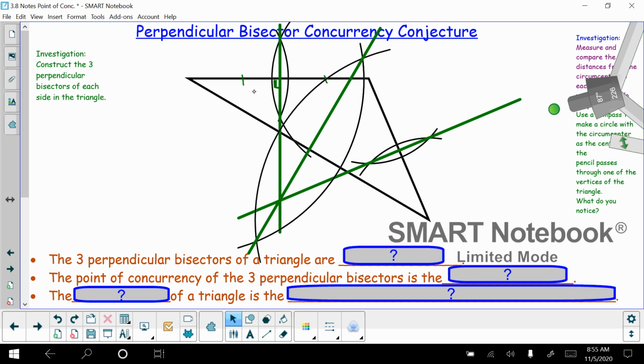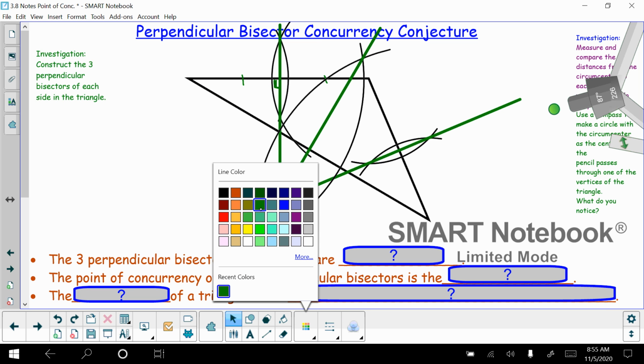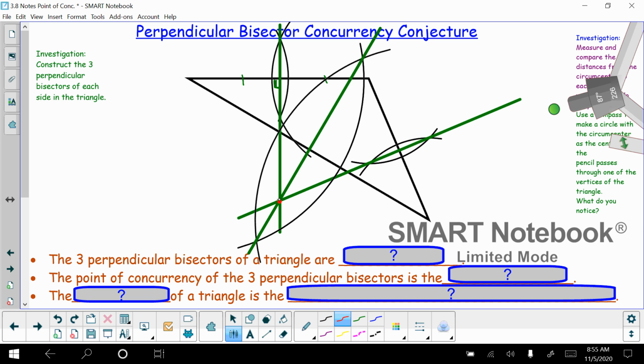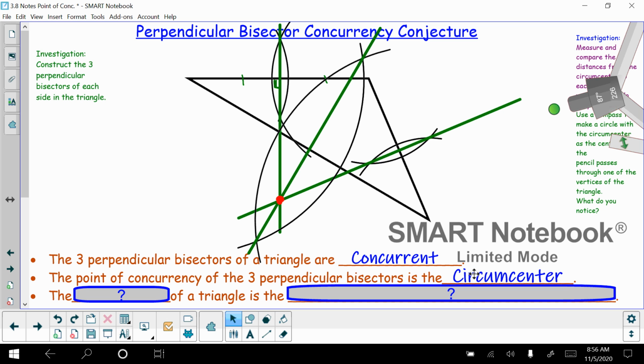So I realize that all three perpendicular bisectors are concurrent. Let's make a red dot or get your highlighter. They are concurrent, so that's what goes in the first blank. The three perpendicular bisectors are concurrent. The point of concurrency of the three perpendicular bisectors is the circumcenter. The first one was called the incenter. Remember, I said they all have special names.